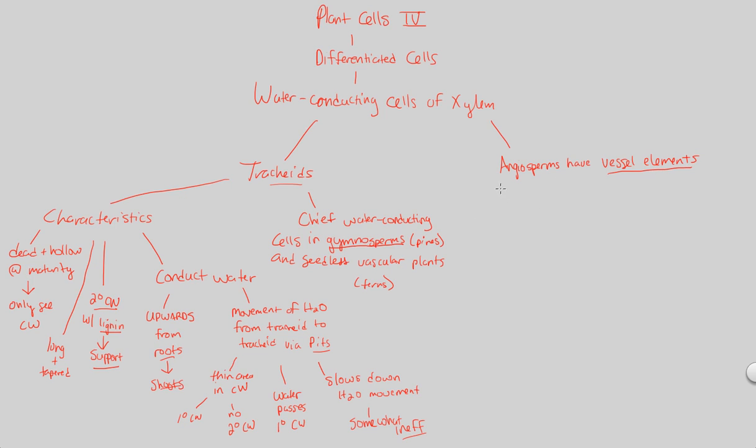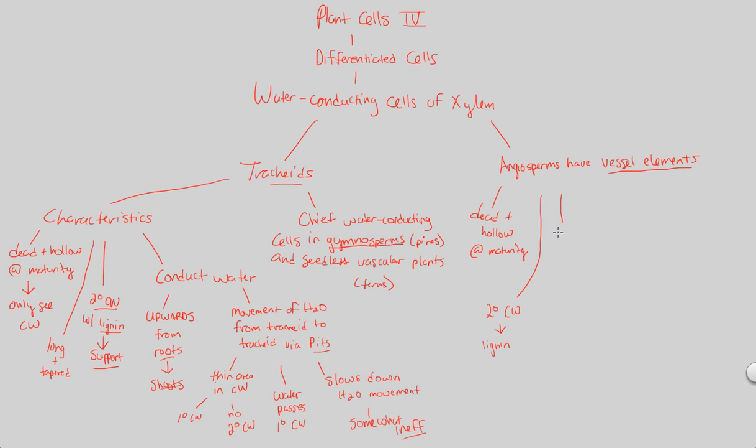Now, let's look at their characteristics, structure and function. They're dead and hollow at maturity, so that's a similarity, okay? Dead plus hollow at maturity, just like the tracheids. They're going to have secondary cell wall, and that would, of course, provide lignin as a strengthening polymer. Was that seen here? Yes, it was also seen within the tracheids, so that is conserved.